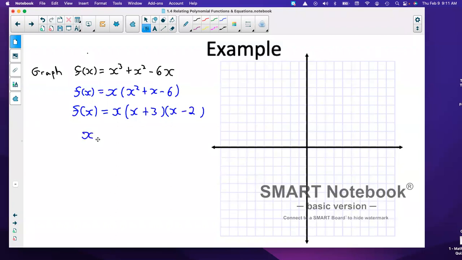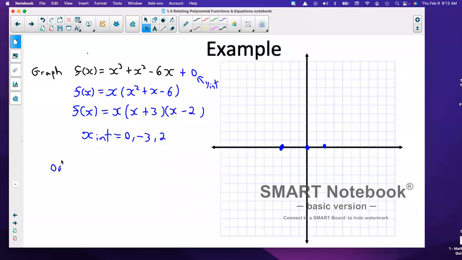Now, if we look at this, we have x-intercepts at 0, -3, and +2. So I'll mark those out. So I've got x-intercept at 0, I have another at -3, I have one at +2. And in this case, we don't have a constant term, so that's the same as saying plus 0. So our y-intercept is at 0, which we already have an x-intercept there.